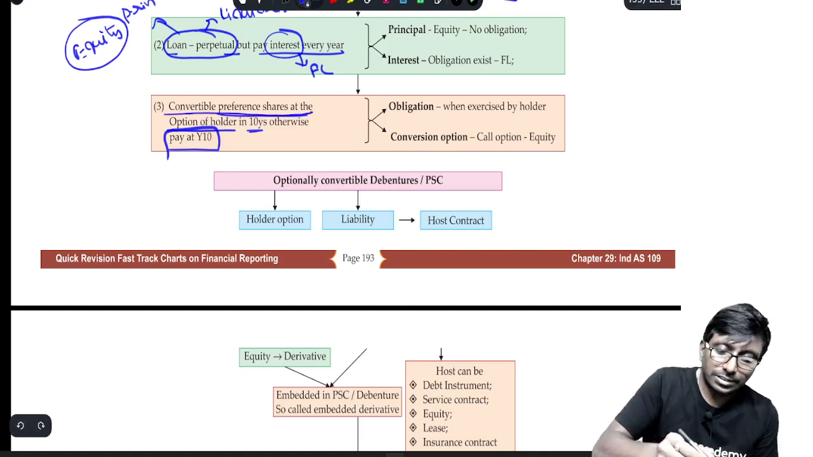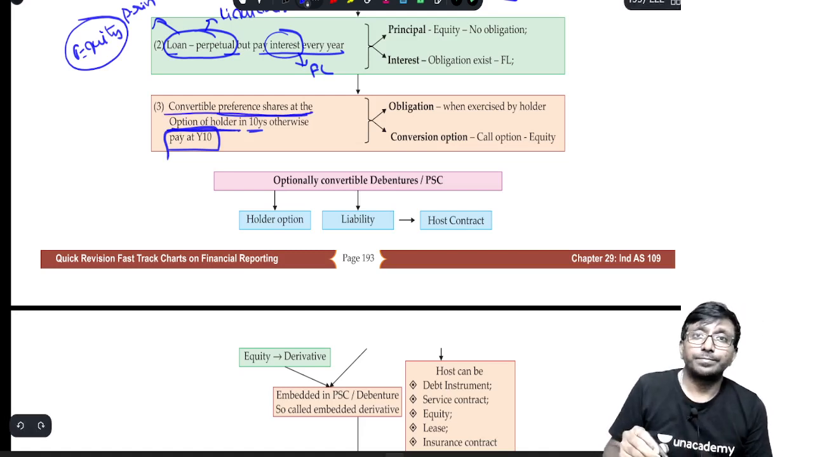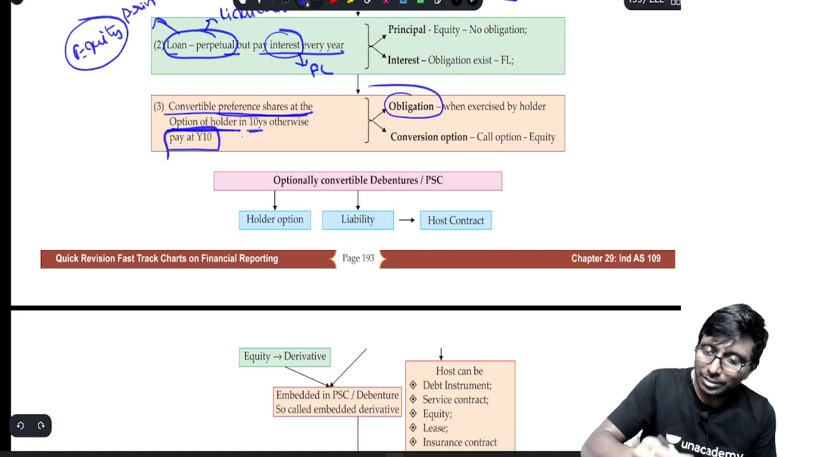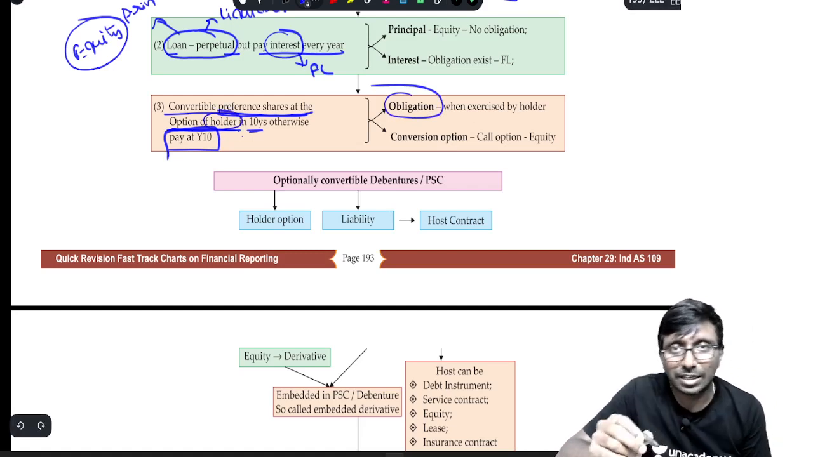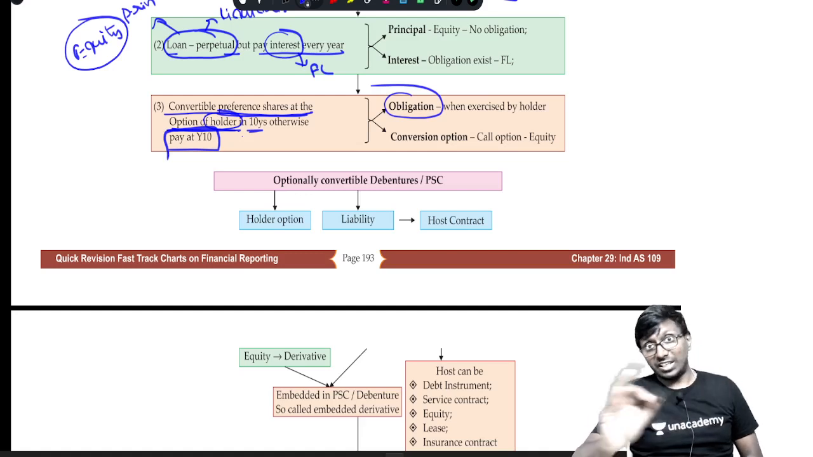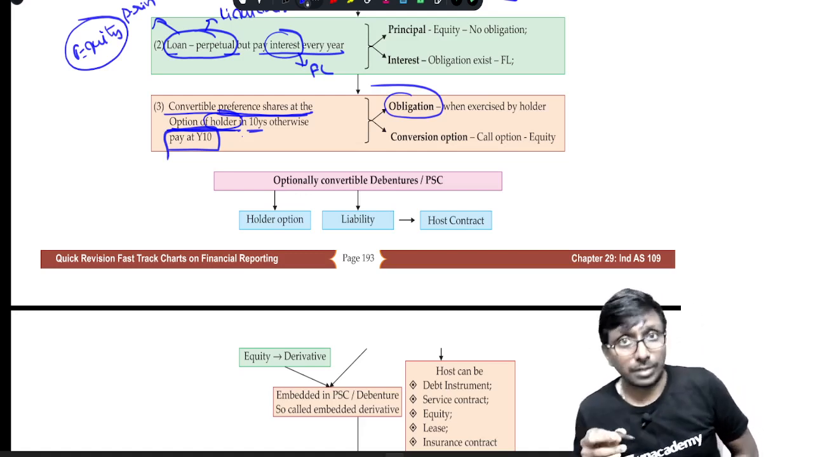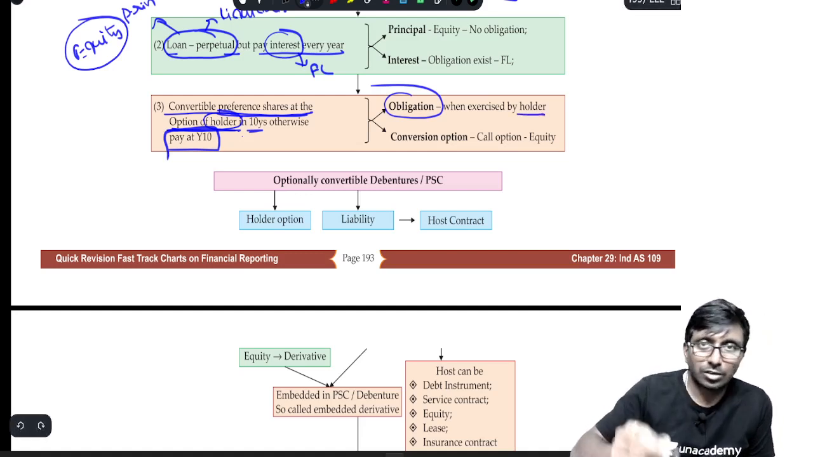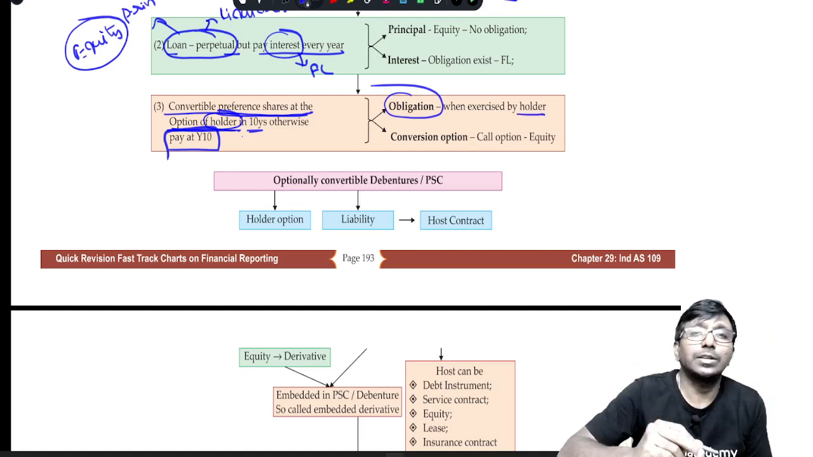Convertible preference shares at the option of the holder. Yeah, at the option of the holder. That means we have an obligation, because option of the holder means isn't it a liability, my dear? Just now we spoke. Means anytime that guy can come and ask me. Yes, he can come and ask me. So I should say it is a liability. Now the holder has a right, which means I have an obligation.